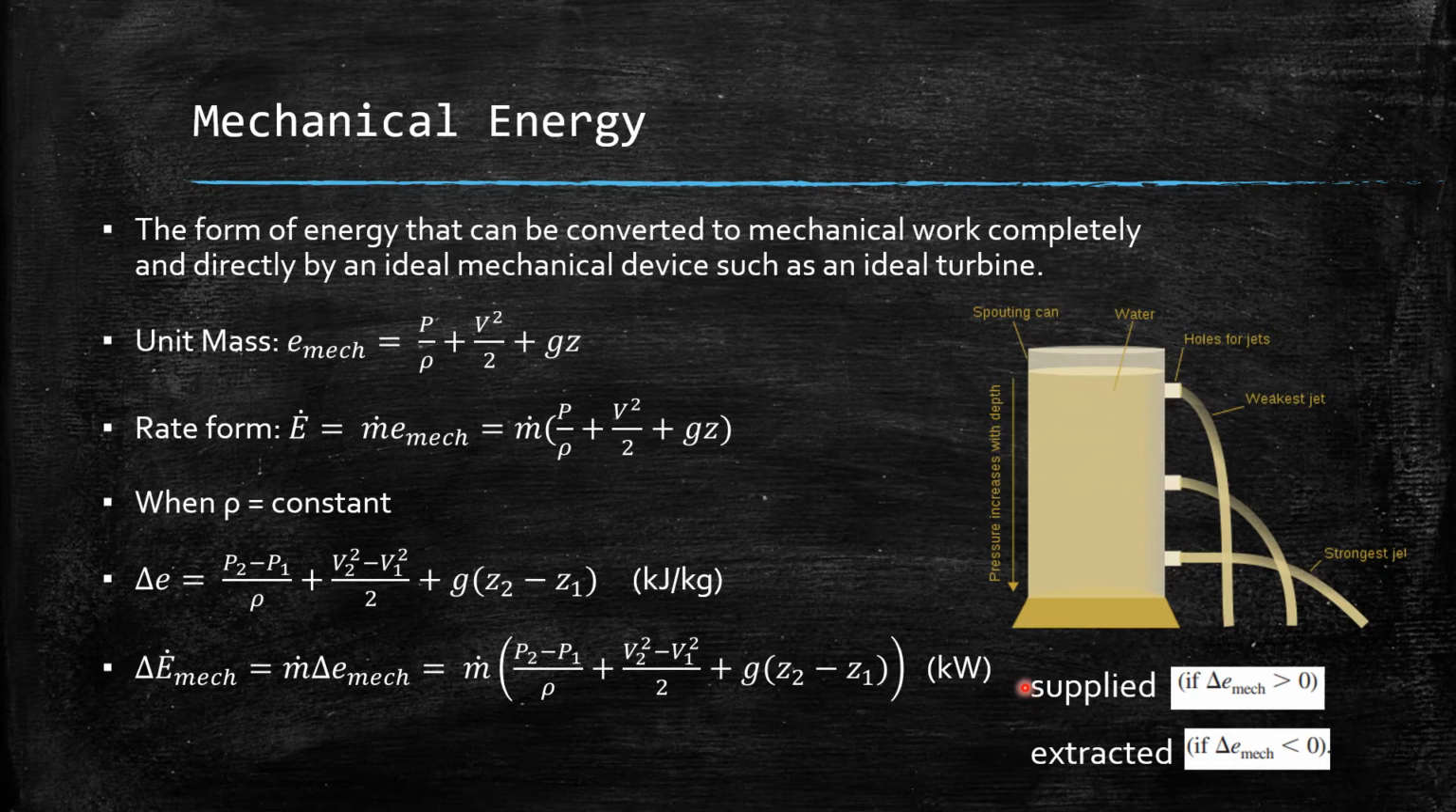Therefore, the mechanical energy of a fluid does not change during flow if its pressure, density, velocity, and elevation remain constant. In the absence of any losses, the mechanical energy change represents the mechanical work supplied to the fluid if the change of energy per unit mass is greater than 0, or extracted from the fluid if the change in energy per unit mass is less than 0.